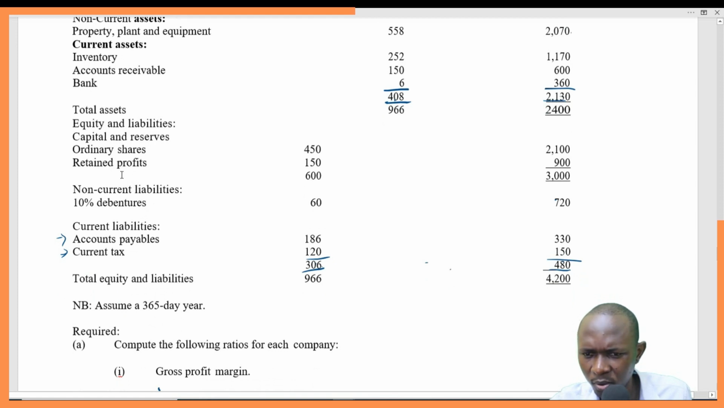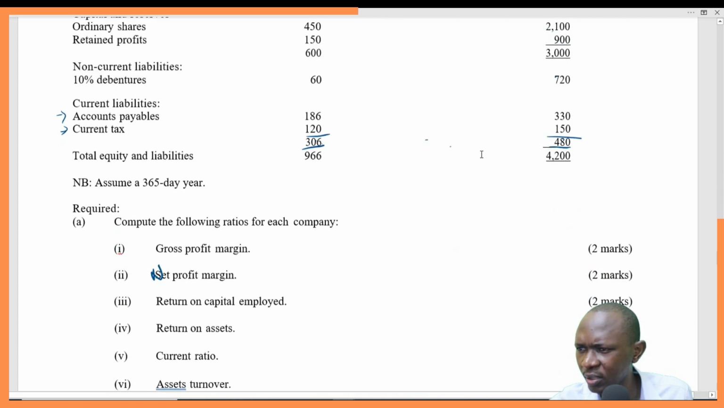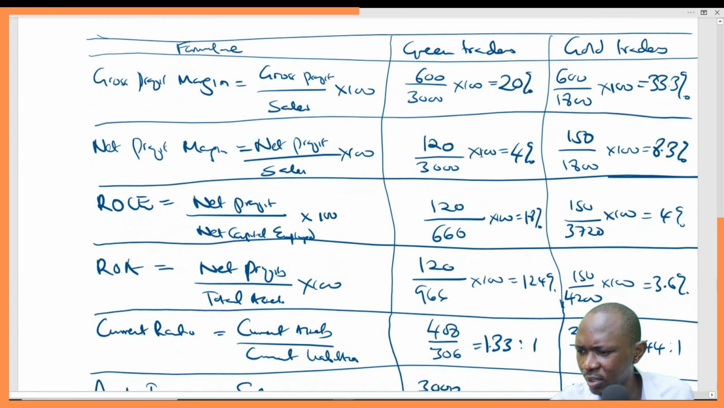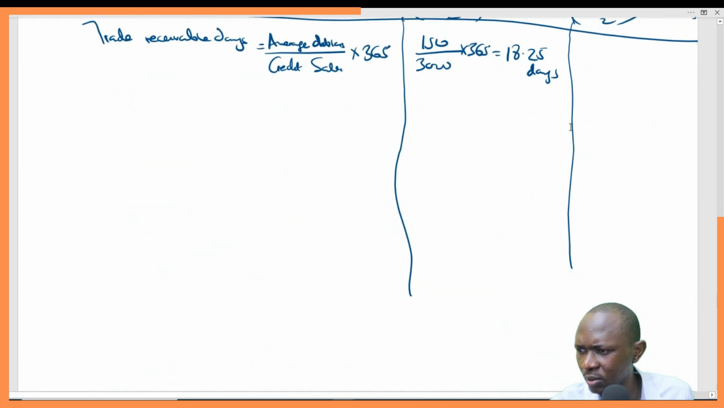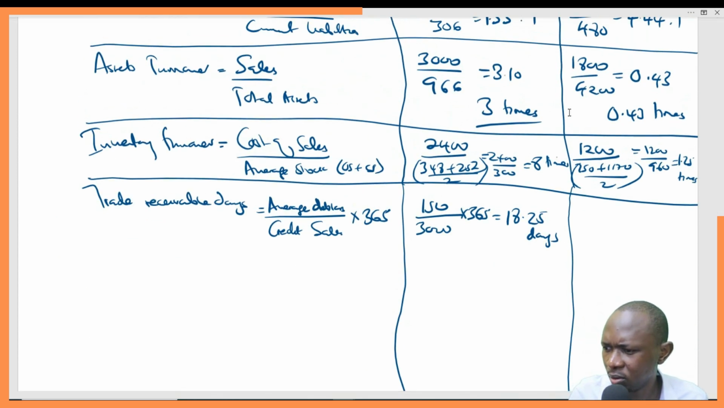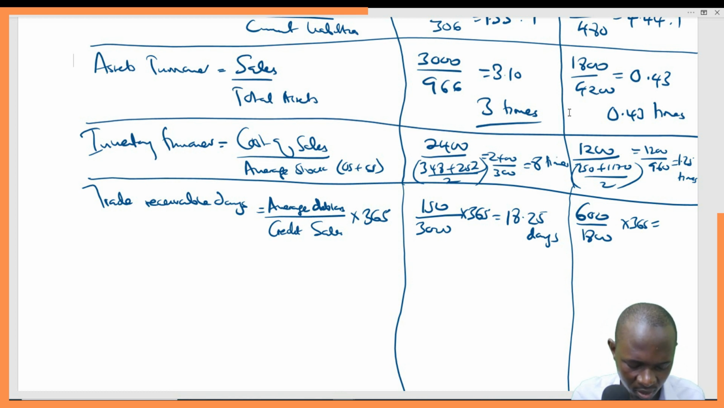Accounts receivable. Where is accounts receivable? 600. 600 divided by 1,800 times 365. This gives us 121 days.